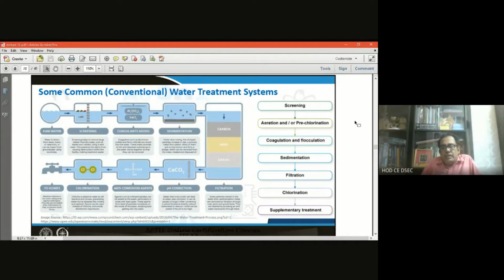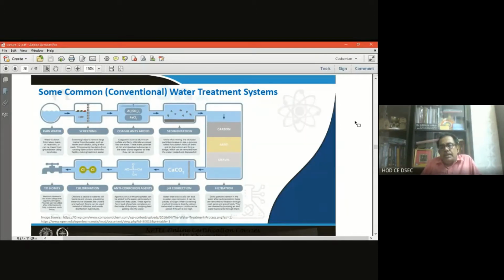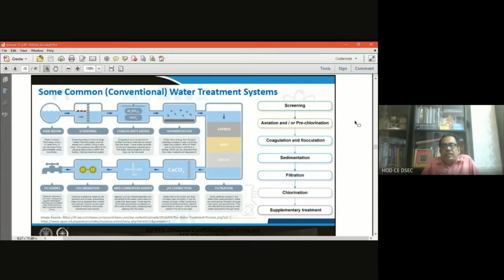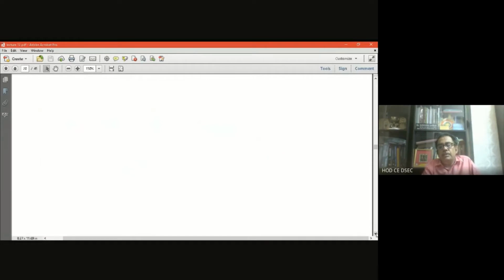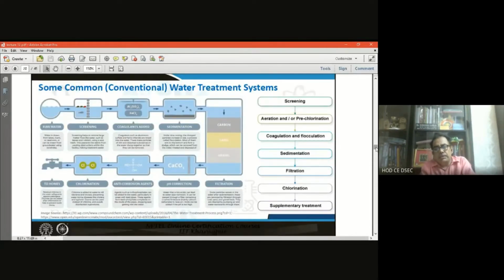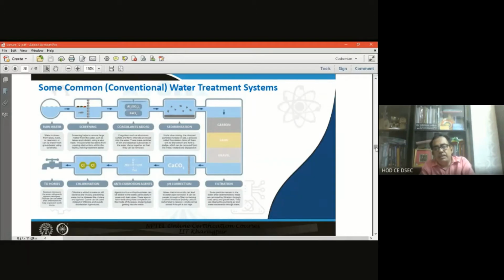So basically, if we collect the surface source of water like river, pond, reservoir, then coagulation has to be done for removing the finely colloidal suspended matters. Then sedimentation to separate the sludge or floc which is formed due to the coagulation process. After that, filtration, finally disinfection by chlorination, and then if any supplementary or sophisticated treatment, any modern technology that can be there, then we'll go for the distribution of the water. So this is the water treatment system.